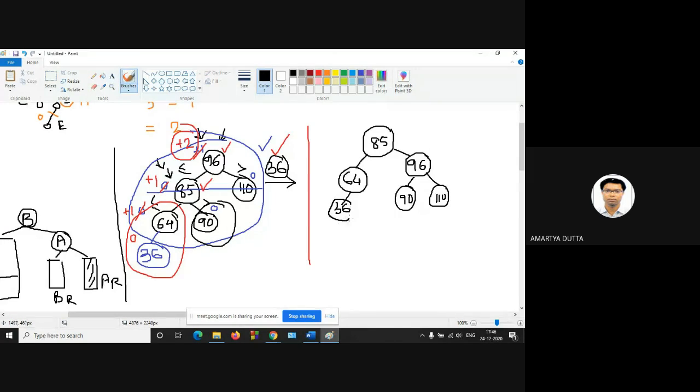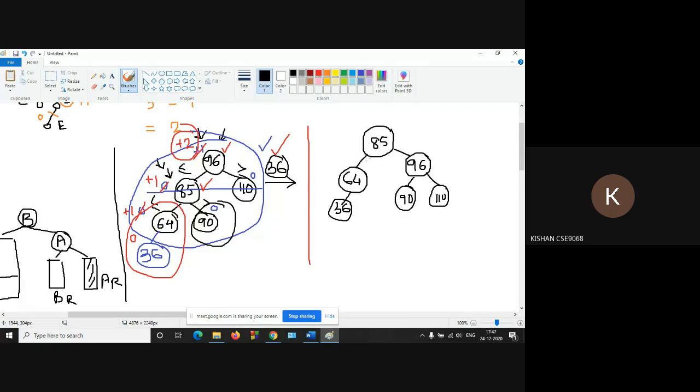First of all, it is a binary search tree. Every node follows the binary search tree property. That is, left child is less than or equal to root and right child is greater than root. Now we have to check whether it is balanced or not. Is it balanced?